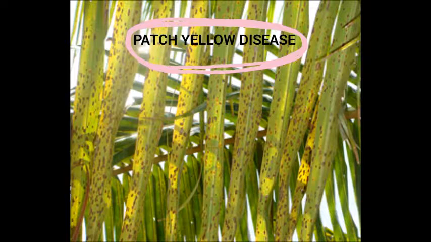When there is no chlorophyll, the color will be yellow, and no chlorophyll means no food, so the leaf would die. The control method for patch yellow disease is that we need to remove all the plants that have been attacked, because there is no other method to control patch yellow disease.